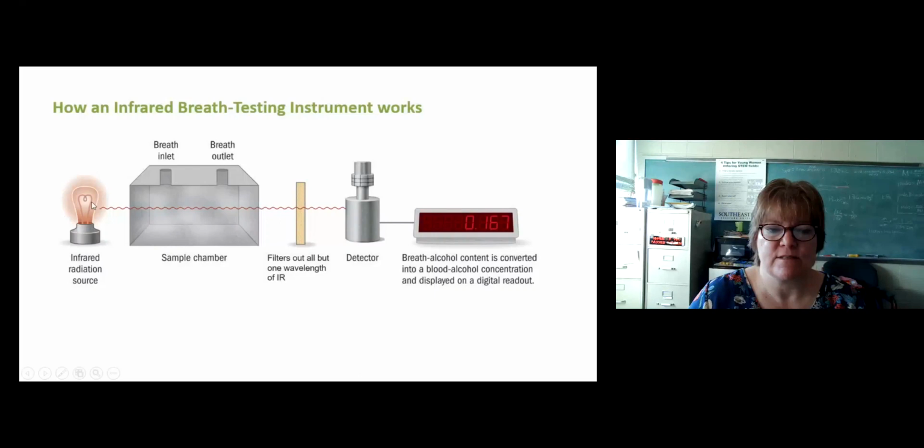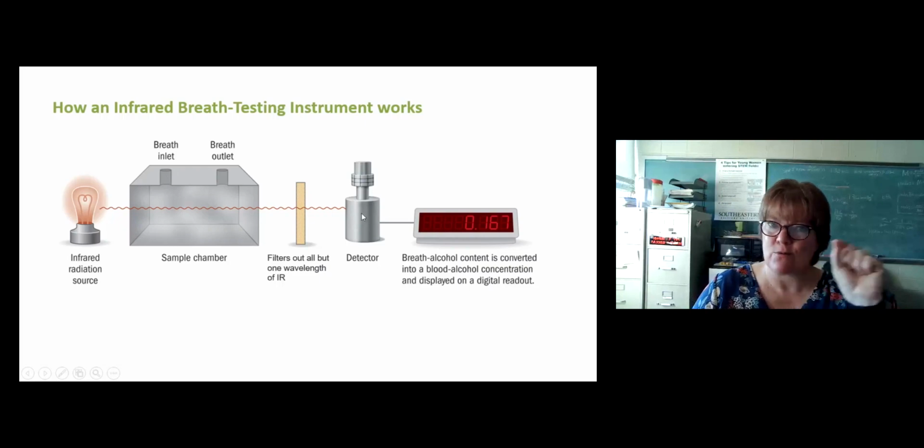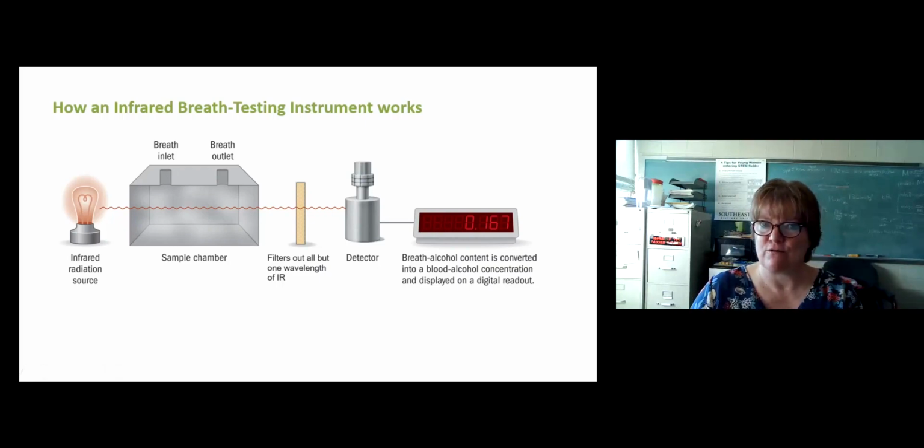So this is what we have. We have this infrared light going through a chamber that would now be filled with the breath from the suspect, and it's filtering out. It's only looking at the absorption for the one wavelength that alcohol absorbs, and then it goes into a detector and reads out blood alcohol content. So there are some conversions in here. Remember, we have to multiply by 2,100 to convert a breath alcohol content level to a blood alcohol content level, but it's all automated within it.